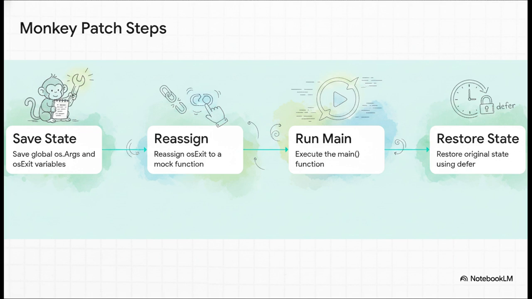We restore the original state using Go's defer keyword. If you're coming to Go from other languages, defer acts just like a finally block. It essentially guarantees that our cleanup code is going to run the very millisecond our test finishes, totally regardless of what happens during the test.